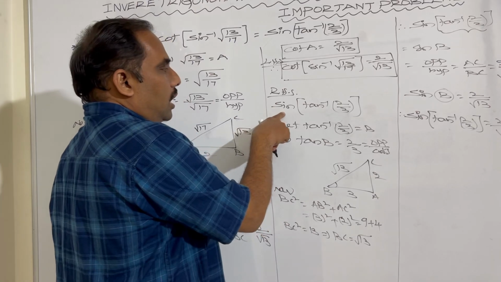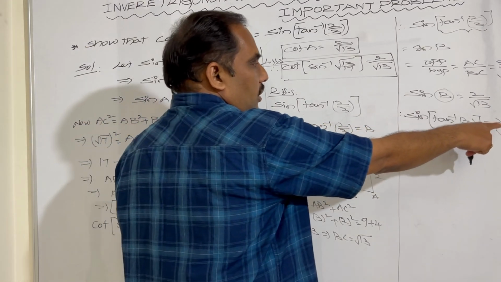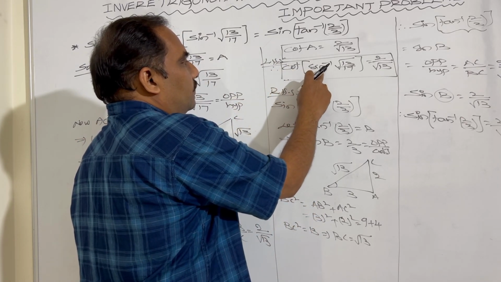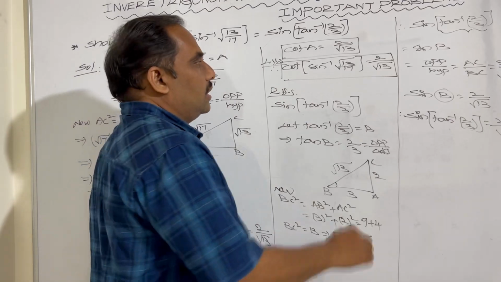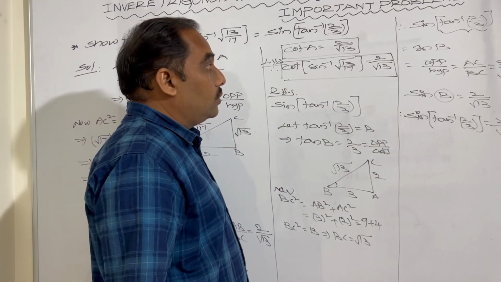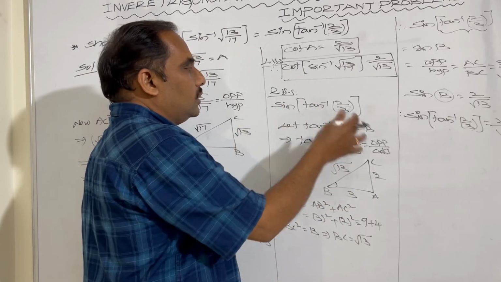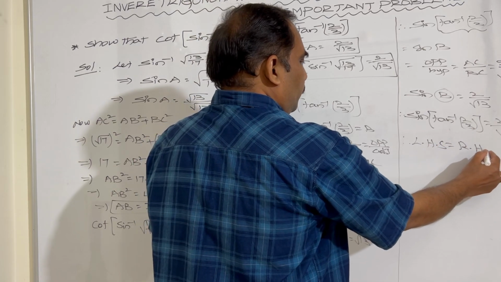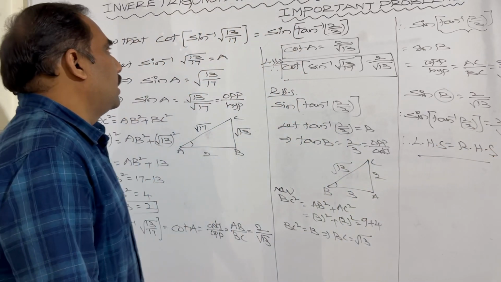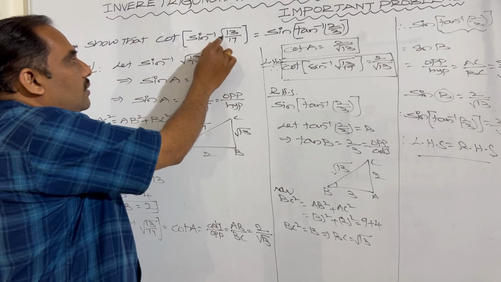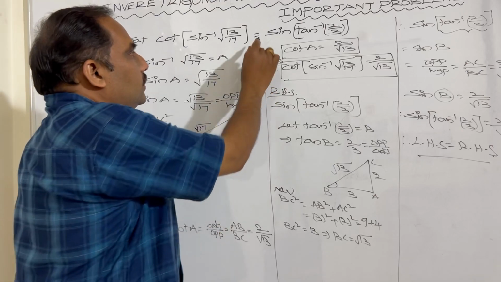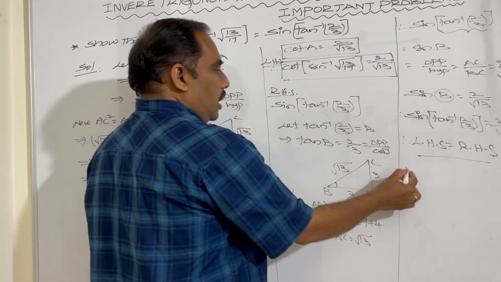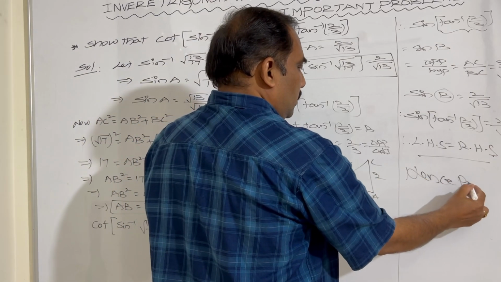Observe here, the RHS, sine of tan inverse of 2 by 3, is equal to 2 by root 13, and the LHS, cot of sine inverse of root 13 by 17, is also equal to 2 by root 13. Both the values are the same. Therefore LHS is equal to RHS. So we can say that cot of sine inverse of root 13 by 17 is equal to sine of tan inverse of 2 by 3. Hence proved.